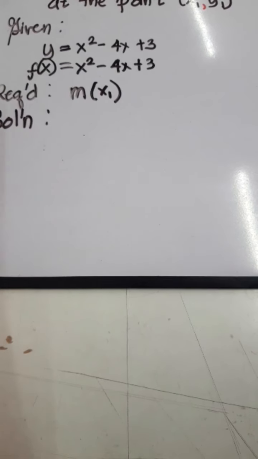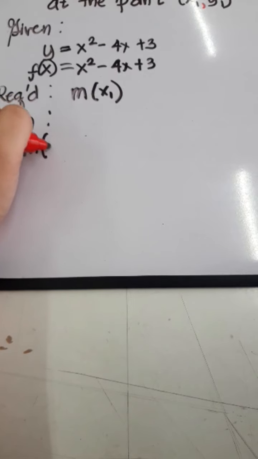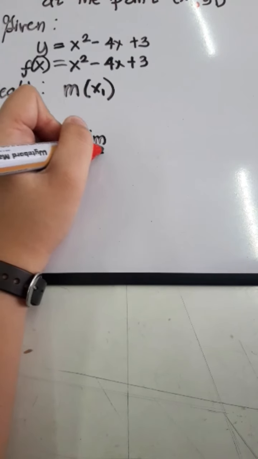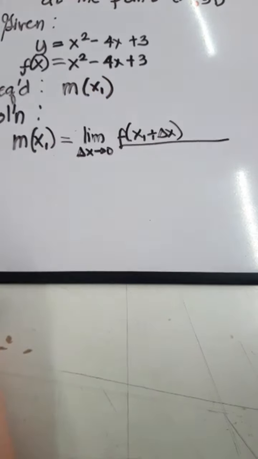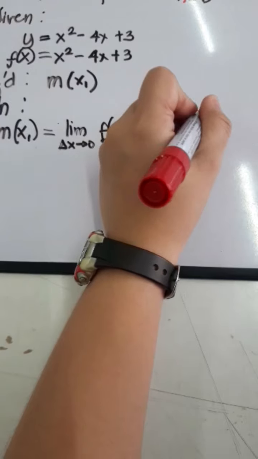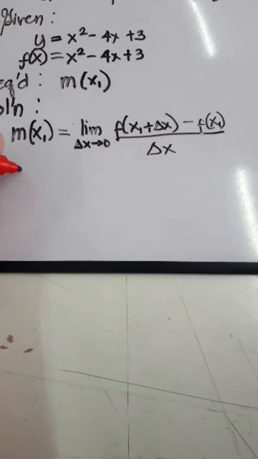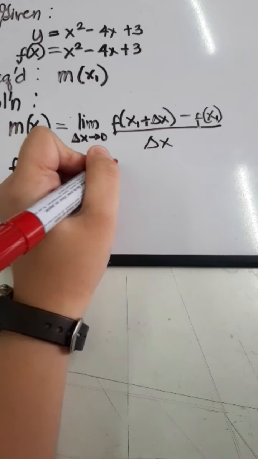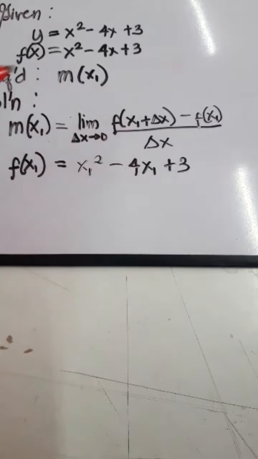For the solution, we know that we have the equation. The equation earlier was derived in finding the slope of the tangent line. m at x sub 1 is equal to the limit as delta x approaches 0 of f of x sub 1 plus delta x minus f of x sub 1 over delta x. Okay? Then we are going to identify f of x sub 1 is equal to x sub 1 squared minus 4x sub 1 plus 3. Okay? And then f of x sub 1 plus delta x.